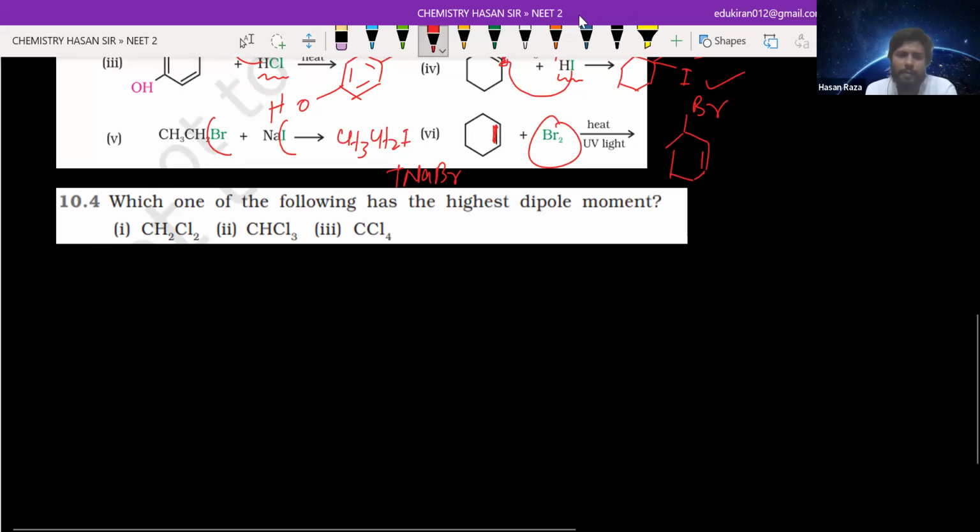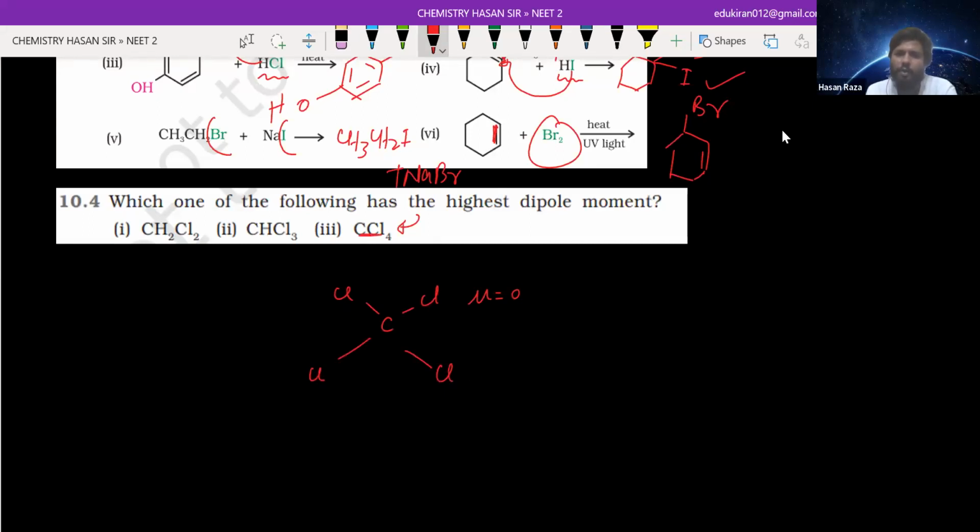Yes. Last one is basically tetrahedral, and if all the groups are the same, like CCl4, CH4, then mu will be equal to 0. I can explain in this way: Cl, Cl, Cl, Cl. And you know that chlorine is more electronegative. So this chlorine will attract towards itself this chlorine. So these will both cancel each other, and this chlorine will be attracting in its direction. So mu equals 0.